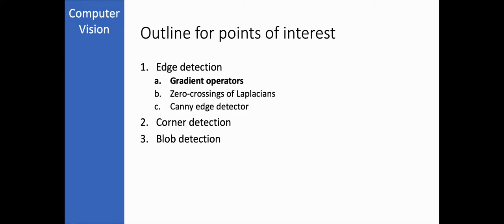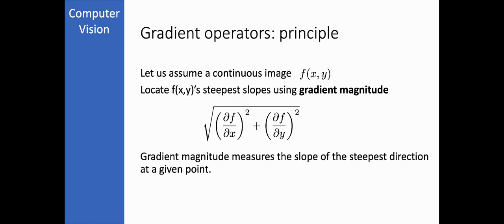The first edge detection method we will talk about is the gradient operators. The principle of the gradient operators can be shown by just looking at the gradient of a function in 2D. Let us assume that we have a continuous image that's given by f of x comma y. So f represents the image intensities, x and y represent the spatial coordinates. The idea is to locate f's steepest slopes using the gradient magnitude.